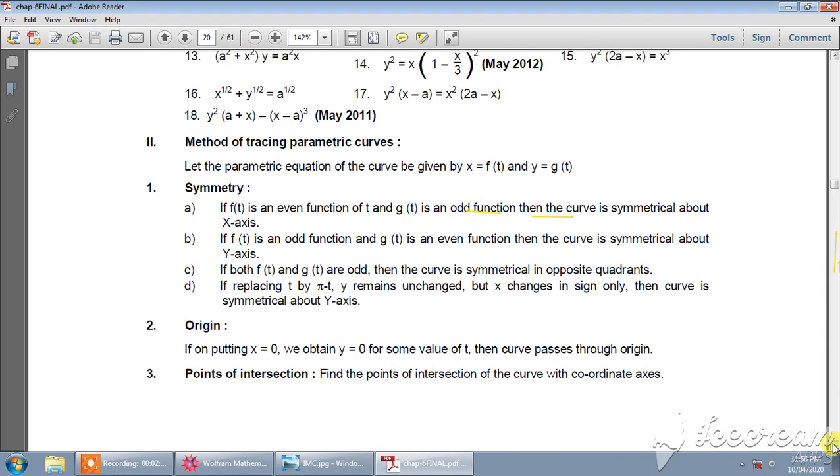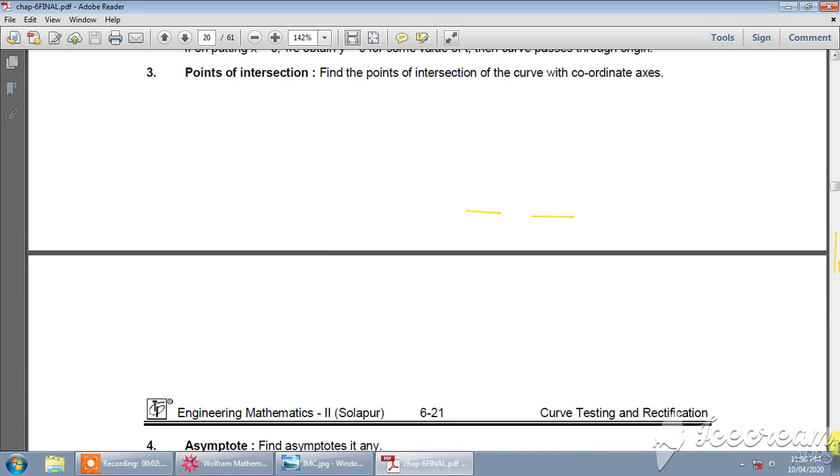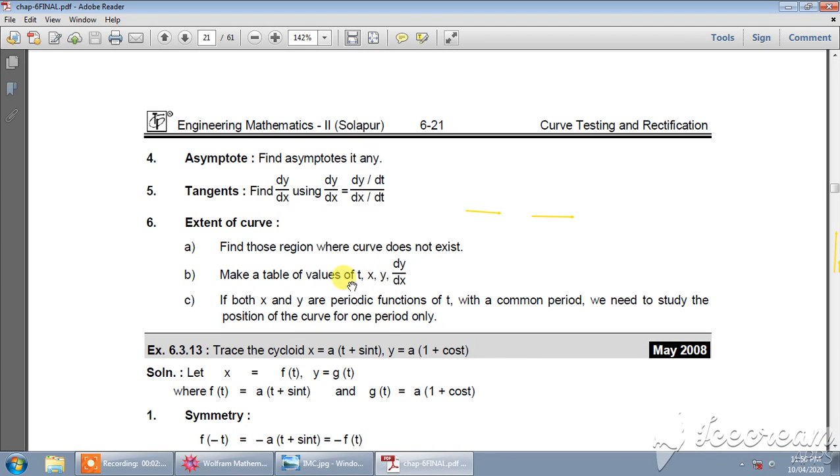Okay, so make a table of values of x, y, t and dy by dx. Now you can calculate the value of dy by dx. Dy by dx is dy by dt divided by dx by dt. So find dy by dt and dx by dt, put in the values and find out the value of dy by dx. So make a table of values of x, y, t and dy by dx. After making this table, we will find out tangents and everything.